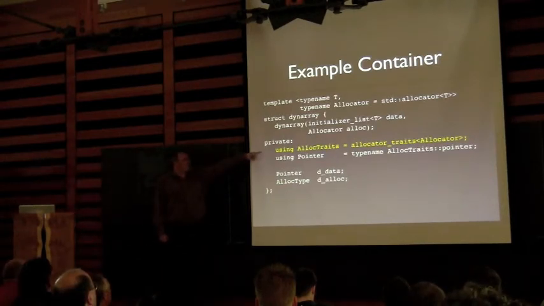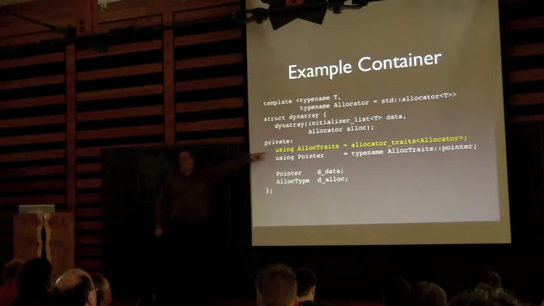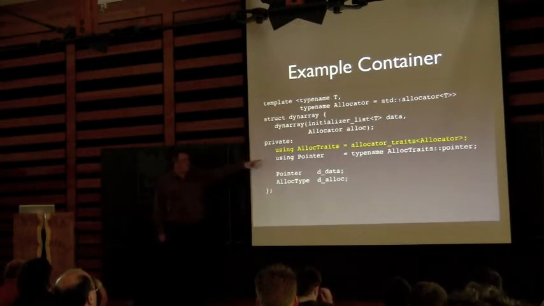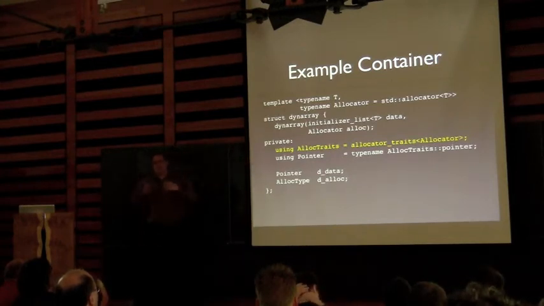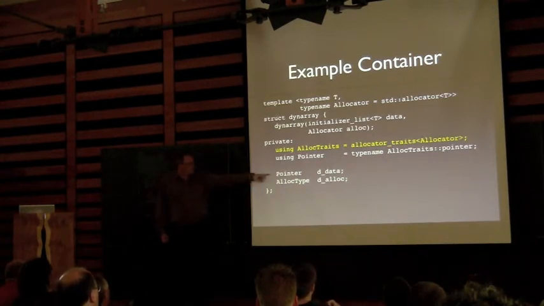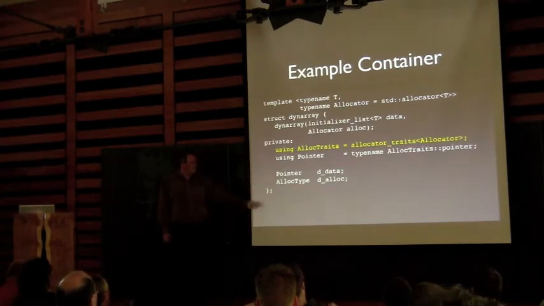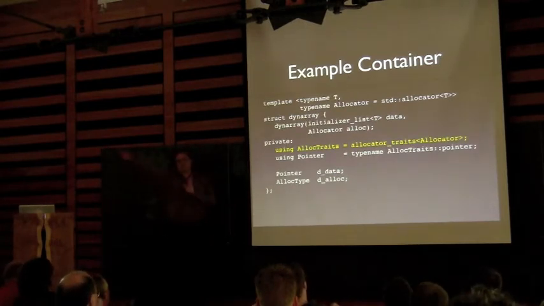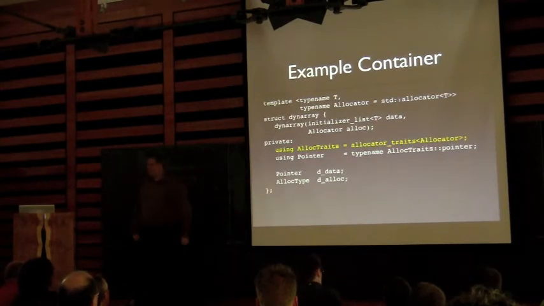So for my implementation details, the first thing you do is you make a type alias for your allocator traits, because you'll be using these a lot if you've got more than one method here. Likewise, the pointer type: if the allocator returns a funky pointer type, I'm no longer going to just always assume it's T star. So the root of my dynamically allocated array is going to be type pointer. So now I've got two data members, a pointer to point to the dynamic array, and an allocator.